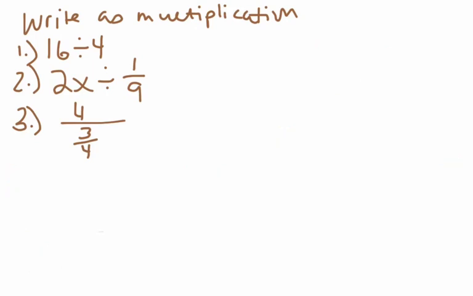Okay, so for these first three problems, we're just going to write them as multiplication, and I might go ahead and do them out just for those of you that might have gone through that process. 16 divided by 4, it's multiplication by the reciprocal, and the reciprocal of 4 is 1/4. Now, this is one where I truly believe it's easier to conceptualize 16 divided by 4 because that's the division fact that you've probably had memorized since about 3rd grade. So it's easier to do that.